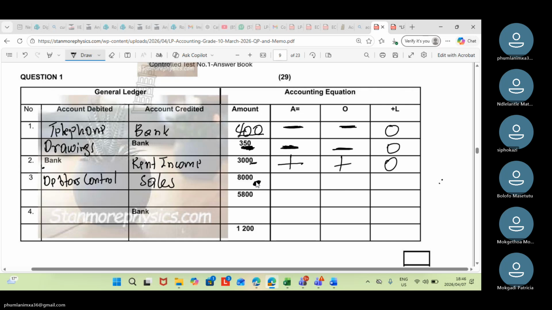So now, how much? 8,000. Accounting equation, assets are increasing. So the more people buy on credit from the business, debtors control is increasing. That is the account to be debited, assets are increasing.